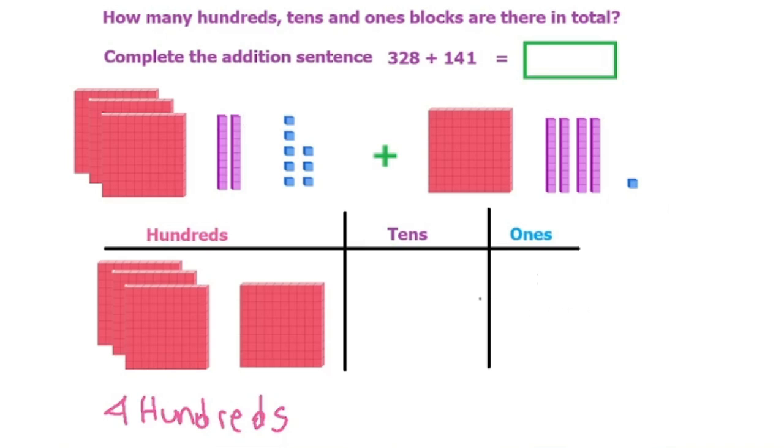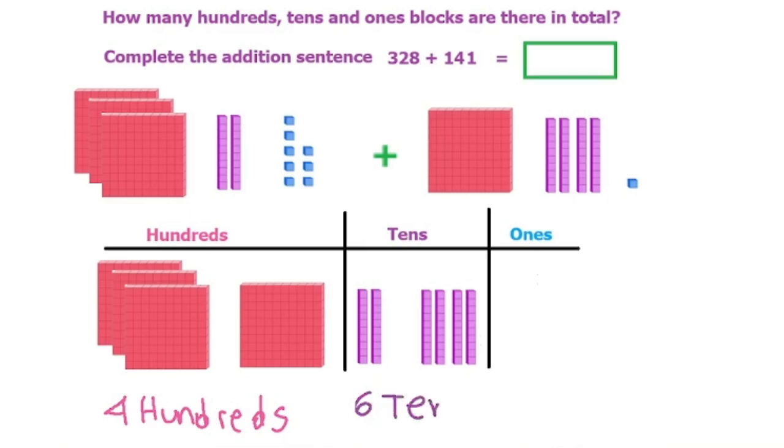So what we would need to do here then is move these 2 down here and then these 4 down here. And how will that look? It'll look like this. So we have how many? 1, 2, 3, 4, 5, 6. So 6 in the tens. So let's write that in. 6 tens. Now we're going to look at the ones.